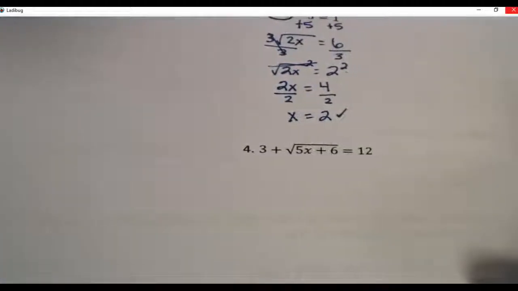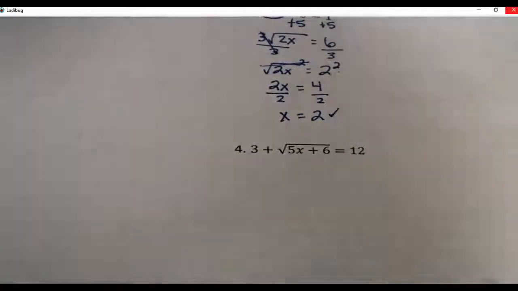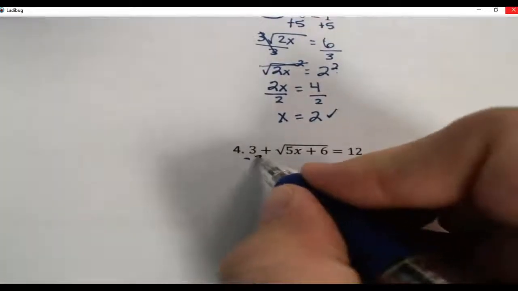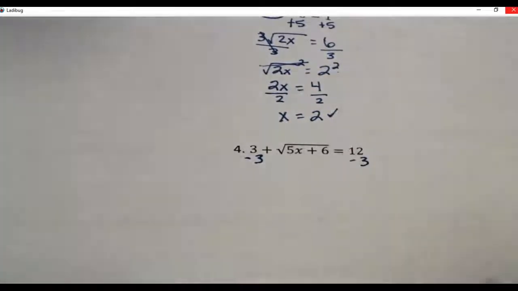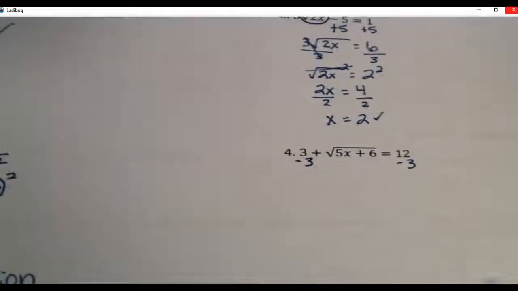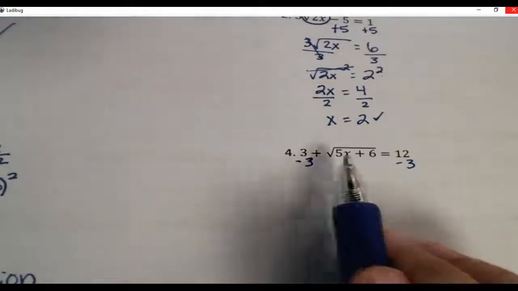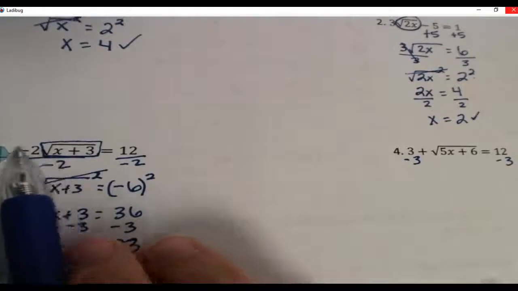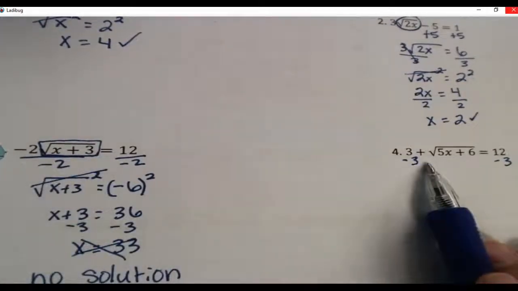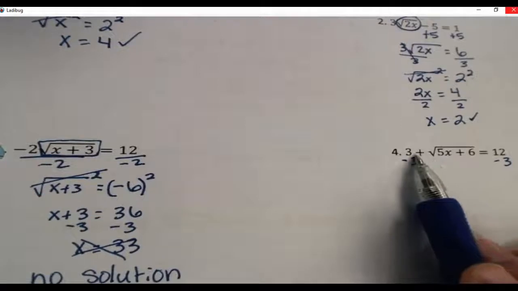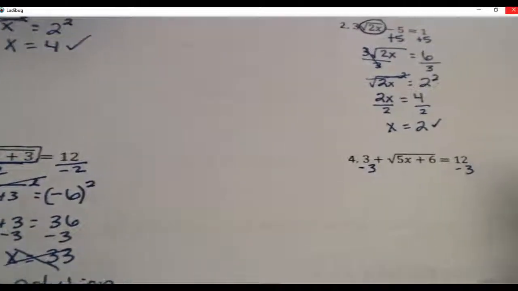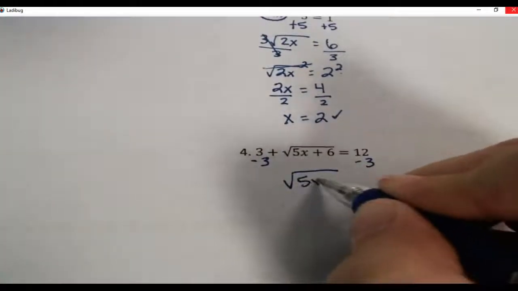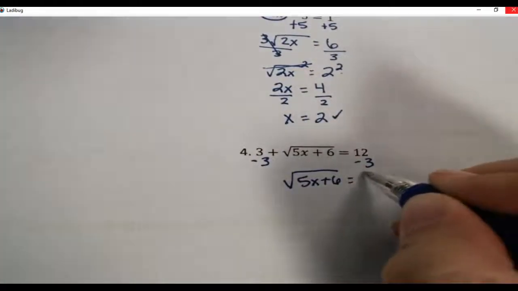All right, let's look at 4. So what should I do first on 4? So we want to move that 3, so we'll subtract it. And so the difference in 3 and 4 is that 4, it's 3 plus the square root. And in 3, it was -2 times the square root. So we divided on 3, but we subtract on 4. And again, it's because of that plus sign. Okay. So then we have square root of 5x plus 6 equals 9.